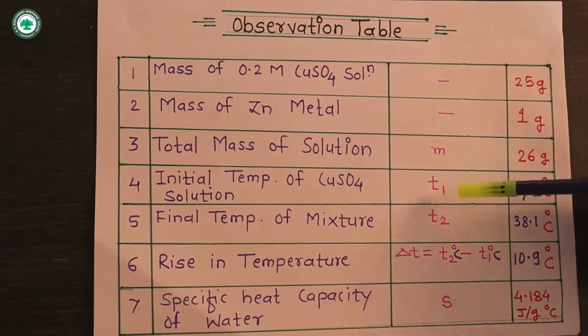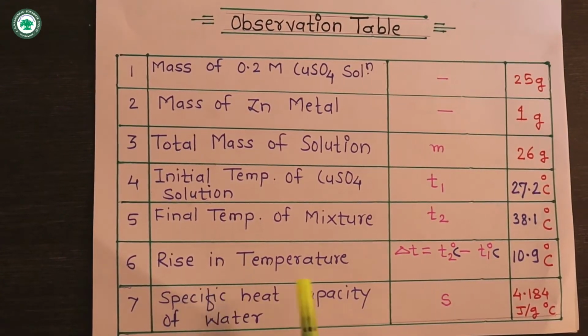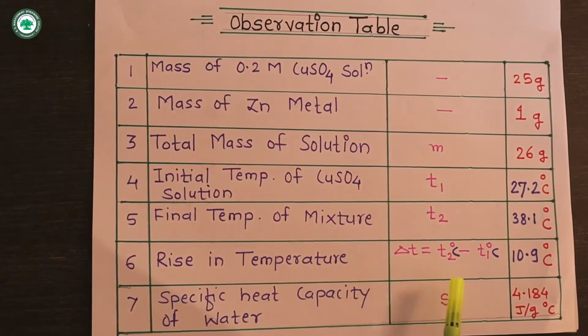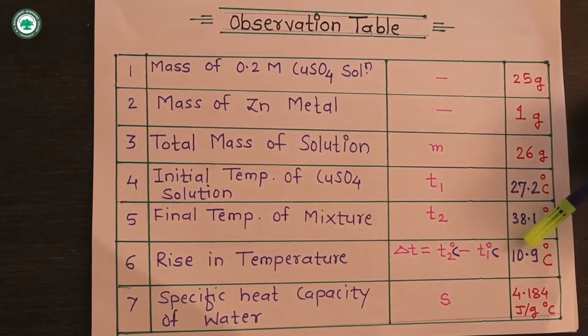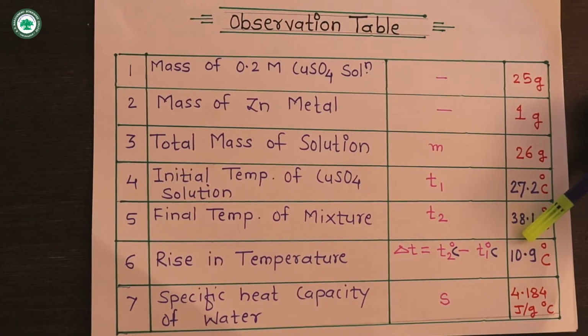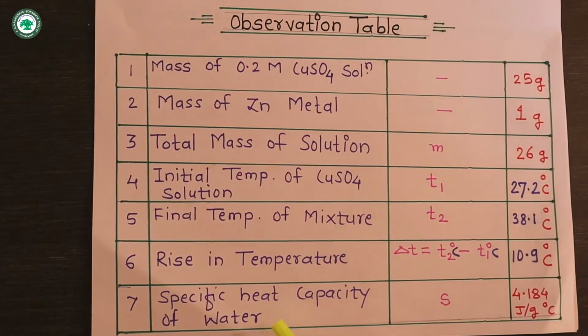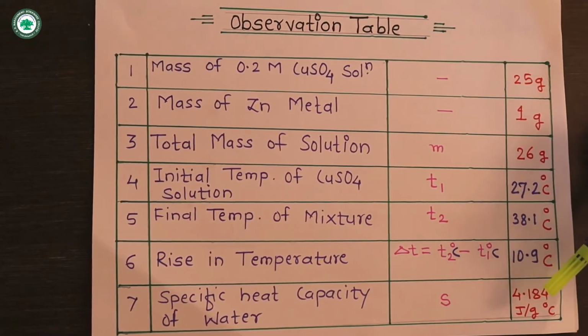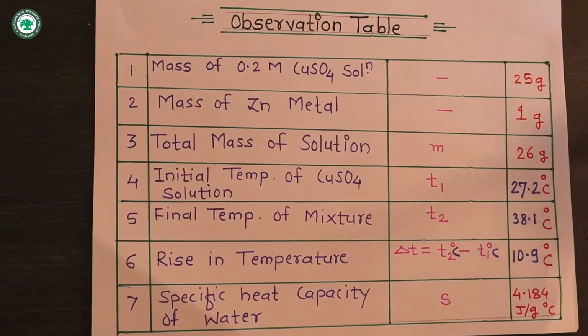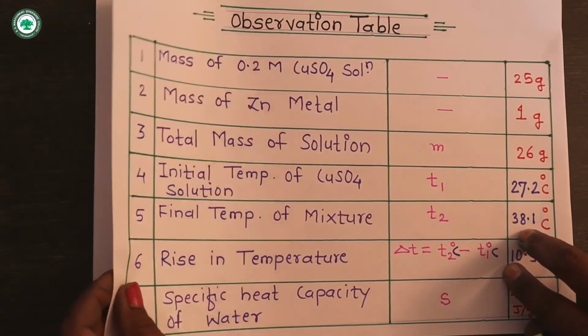From this T1 and T2 we can find the rise in temperature, that is delta T equals T2 degree Celsius minus T1 degree Celsius. That means here 38.1 degree Celsius minus 27.2 degree Celsius, that gives us 10.9 degree Celsius. And here the specific heat capacity of water is given by capital S, and that is constant, 4.184 joule per gram degree Celsius.